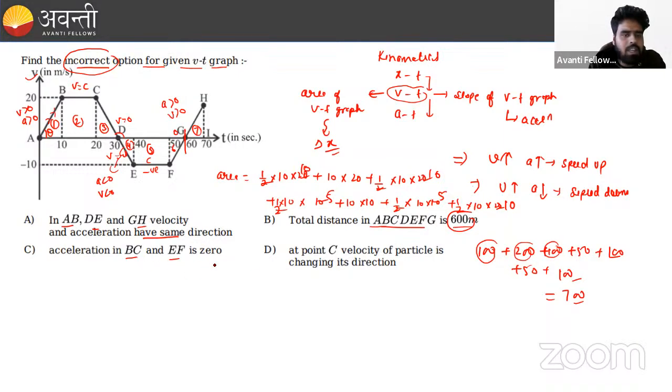Acceleration in BC and EF is 0. In BC, we can say here the slope is 0. So acceleration is 0 because velocity is constant. Again, velocity is constant. So this option is also correct.